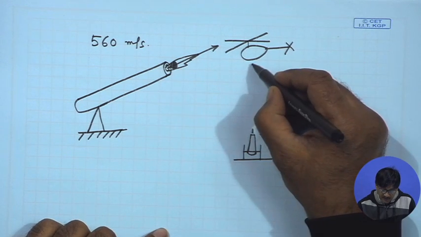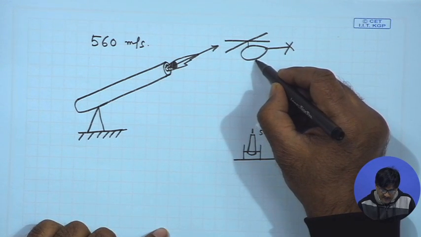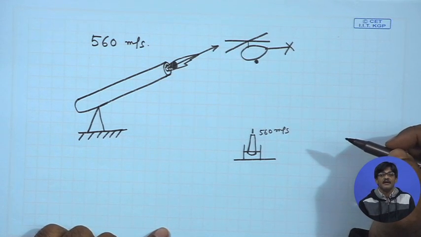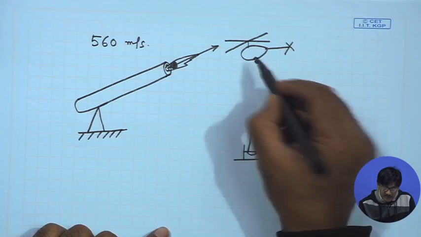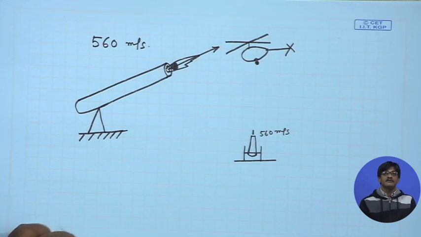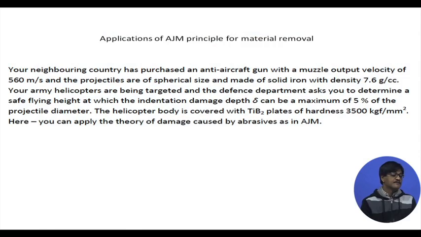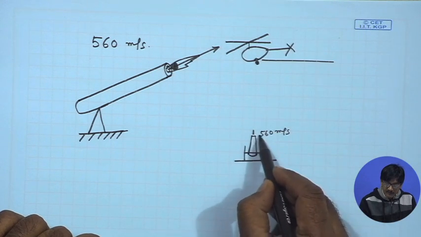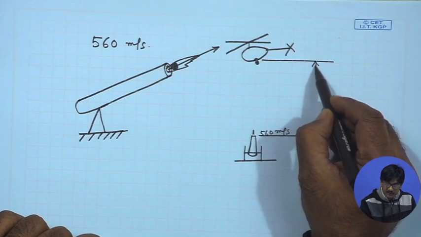So, the army helicopter, it is being assumed that in the worst case the army helicopter is going to be hit, and if it gets hit, there will be damage. The tolerable damage is 5% of the projectile diameter. Okay, that is understood. So, if that damage is 5% of the projectile diameter, what should be this height which will restrict this damage to that particular value?